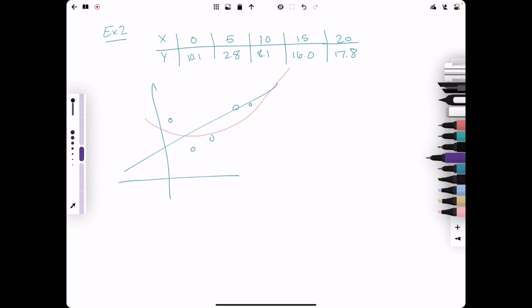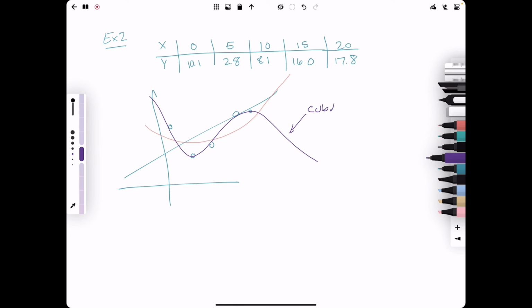Then we had a better one even still that went kind of like this and hit all the data points. That was the cubic one, right? Mm-hmm. And there was an equation. Do you guys have the equation written down? No? I don't either.